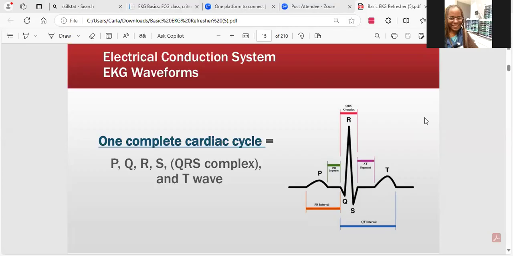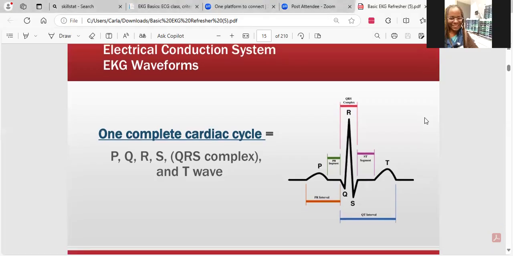Today, we're going to be talking about how to read EKGs. So if you haven't seen my last two videos, make sure you take a look because it will be important for you to understand blood flow and the different parts of the PQRST complex. That being said, we're going to move right on to learning rhythms. Just as a quick refresher, one complete cardiac cycle or one heartbeat is represented by the PQRST complex.